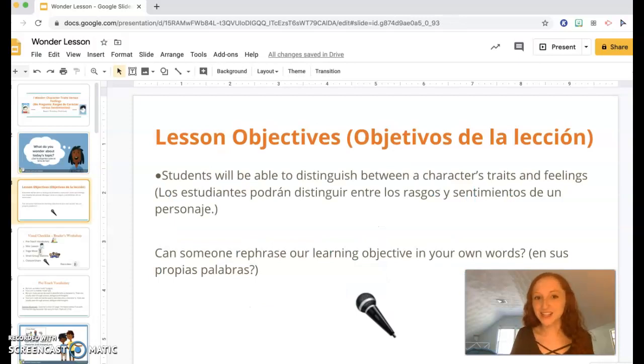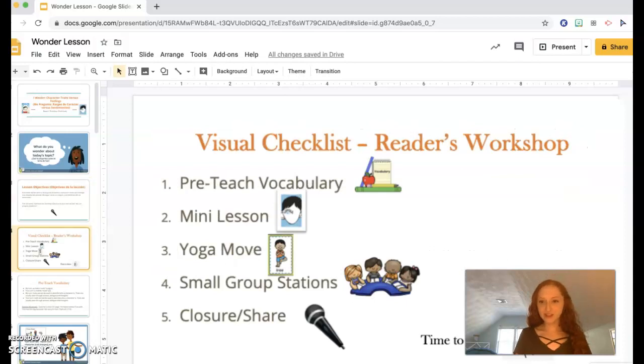Our lesson objective. Students will be able to distinguish between a character's traits and feelings. Los estudiantes podrán distinguir entre los rasgos y sentimientos de un personaje. Can someone rephrase our learning objective in your own words? So I would ask students to raise their hands. Students would raise their hand and rephrase the learning objective to quickly assess if they're grasping the motive of our lesson.